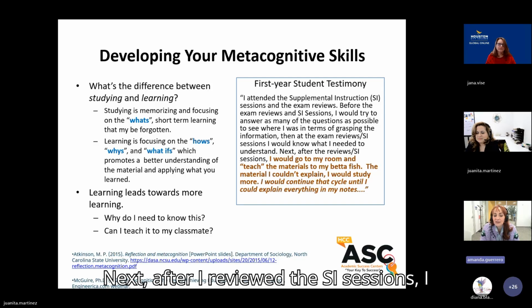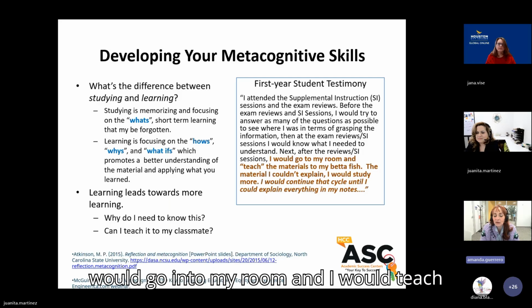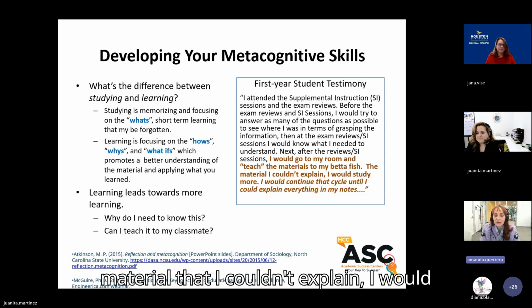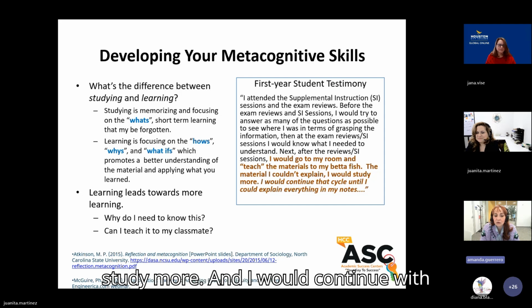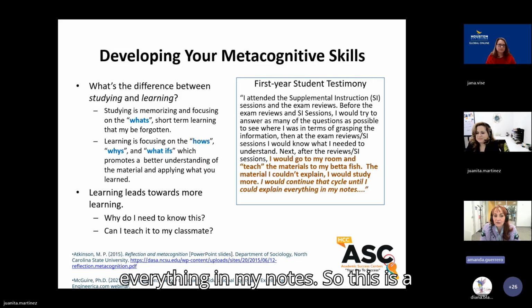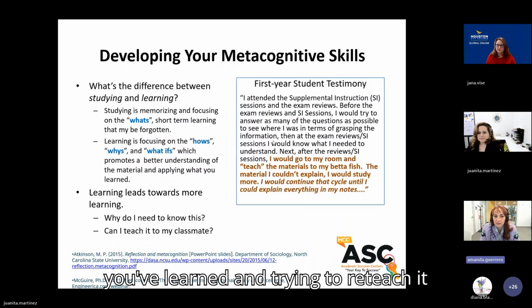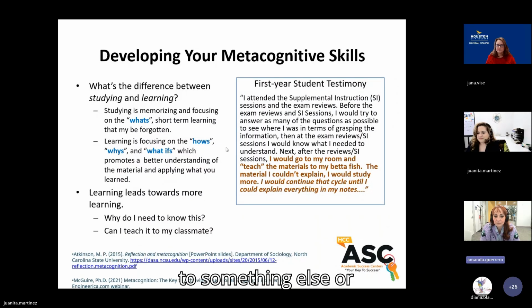Next, after I reviewed the SI sessions, I would go into my room and I would teach the material to my beta fish. The material that I couldn't explain, I would study more. And I would continue with this cycle until I could explain everything in my notes. So this is a metacognitive strategy, taking what you've learned and trying to reteach it to something else or someone else.